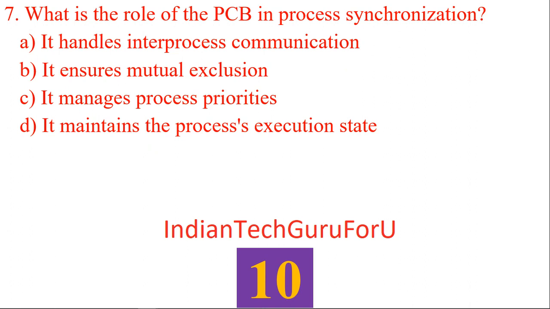7. What is the role of the PCB in process synchronization? A. It handles interprocess communication. B. It ensures mutual exclusion. C. It manages process priorities. D. It maintains the process's execution state. Your time starts now.